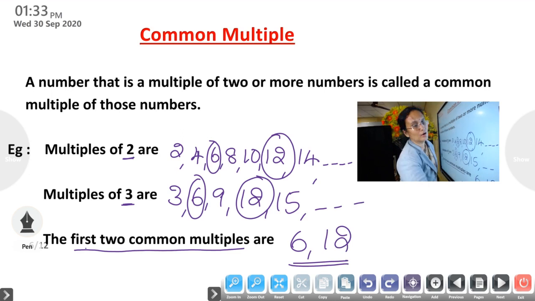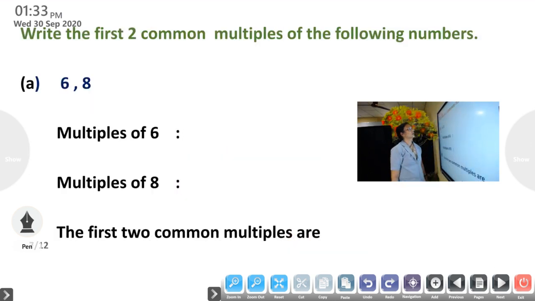Okay. Now we will do that type of questions now. Write the first two common multiples. For all, you have to write only the first two common multiples. Okay. First number 6 and 8. Question number 1, 6, 8. So what you are going to do?